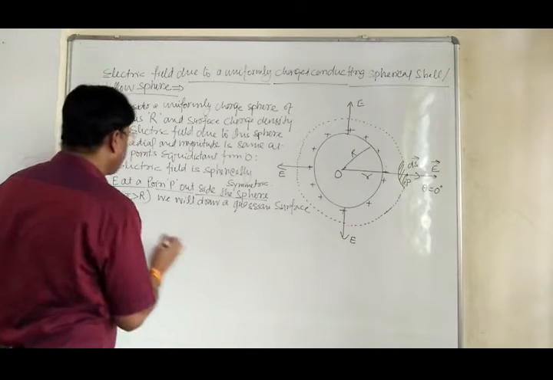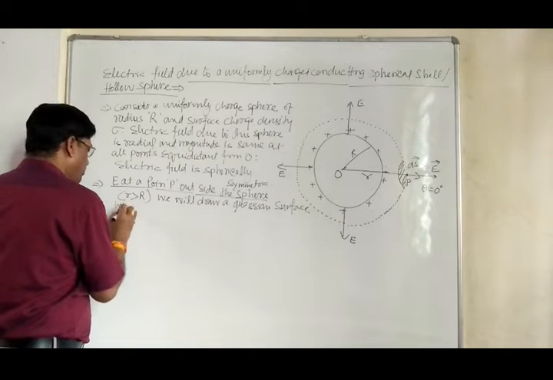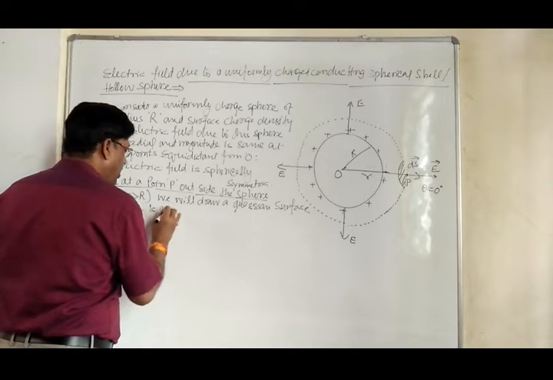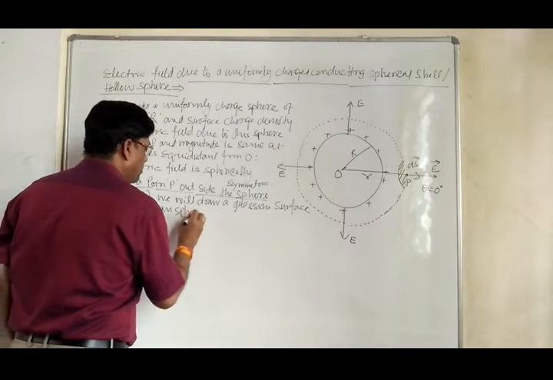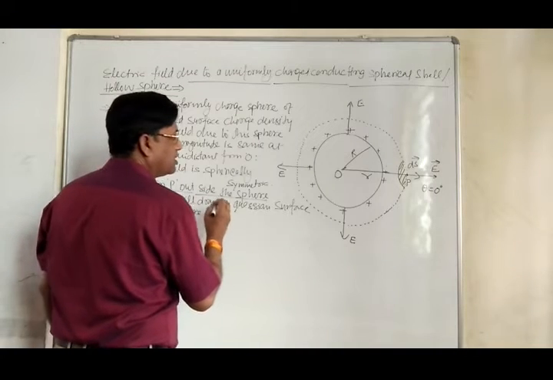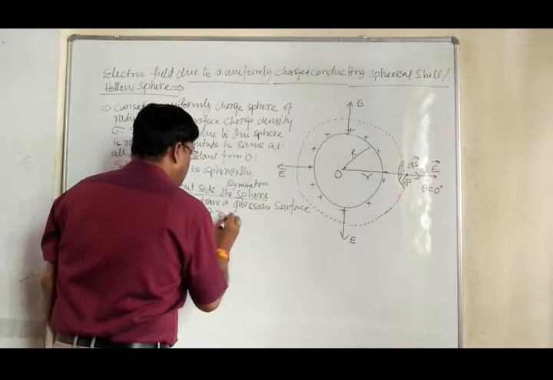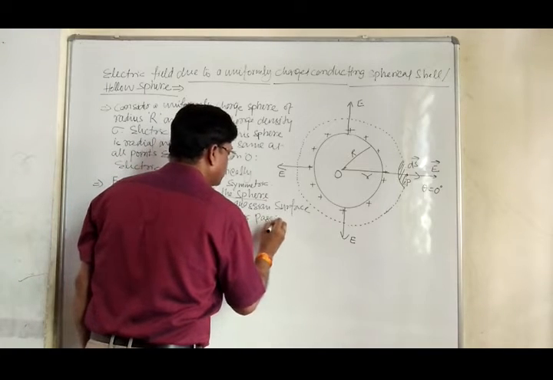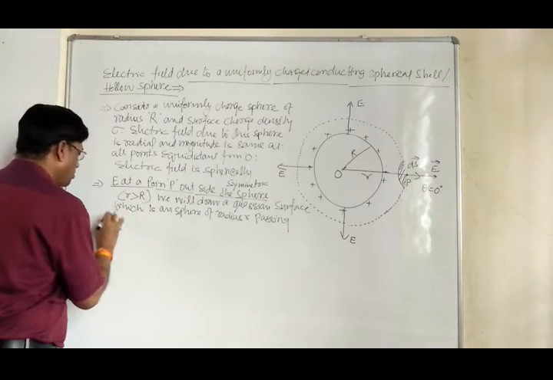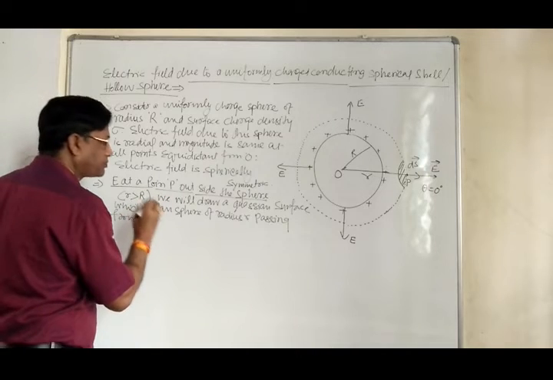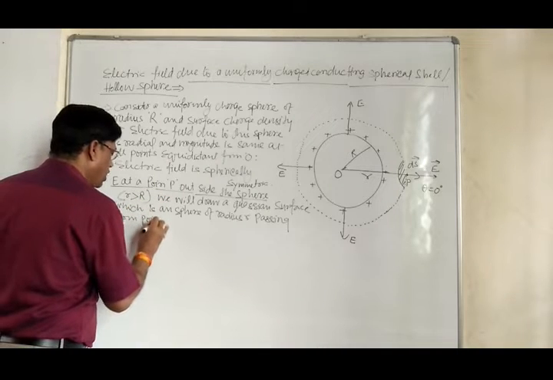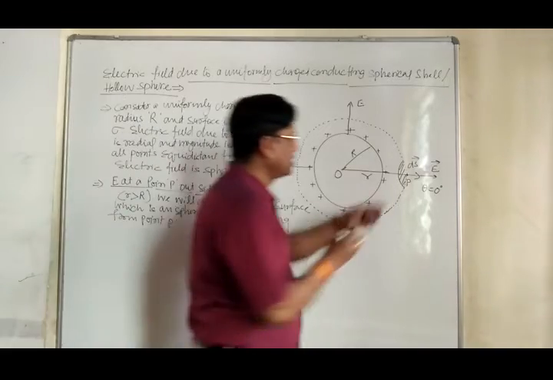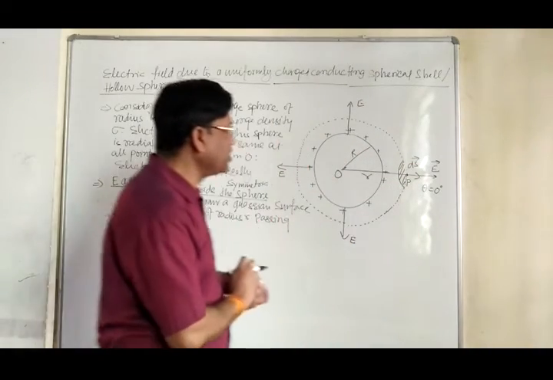We'll draw a Gaussian surface which is a sphere of radius r passing through point P. This area vector we have already chosen.